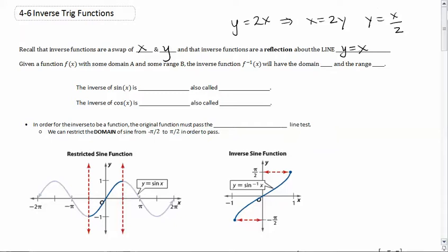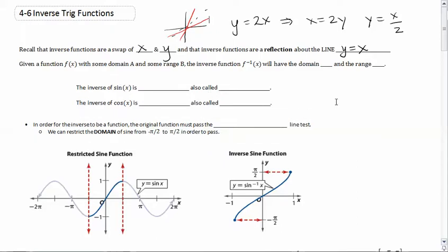So if you can imagine y equals 2x, that has a slope of 2, it's linear. y equals x over 2 has a slope of 1/2. So if you imagine that y equals x line is in between those two, it's a reflection. This was your y equals 2x, for example, and maybe this was your y equals 1/2 x. So they are a reflection of each other around that line y equals x.